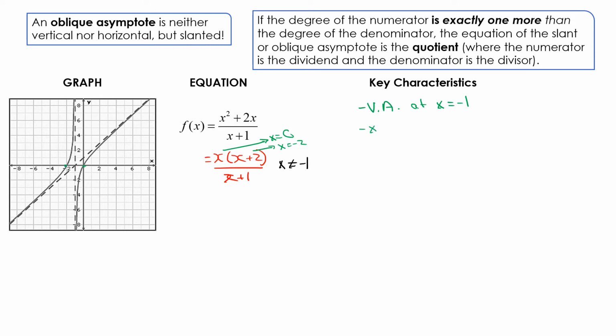So we have x-intercepts at -2, 0, and we have another one at 0, 0. And whenever you have an x-intercept at 0, 0, that means it's also a y-intercept because it's intersecting both axes at the origin. What else can we tell?